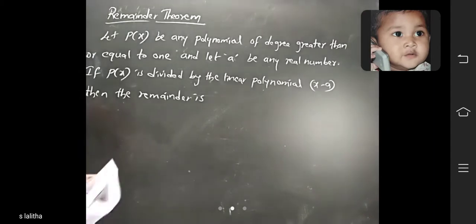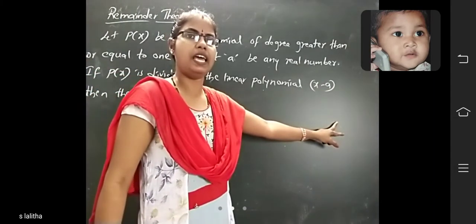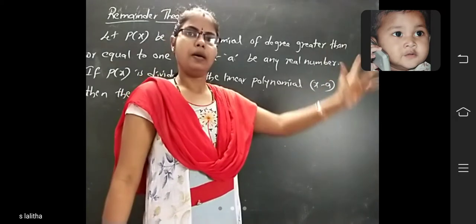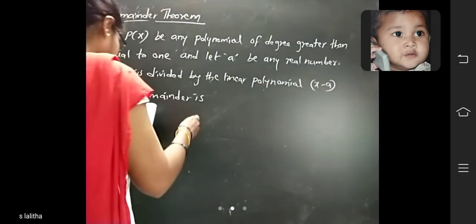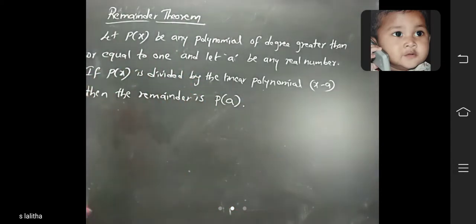What is the remainder? Here x minus a is there. So x minus a equal to 0 we will take. What will we get? x is equal to a. So what is the remainder? p of a. Okay, right.